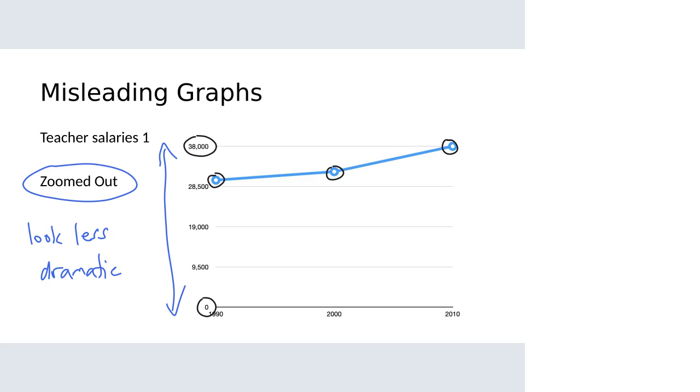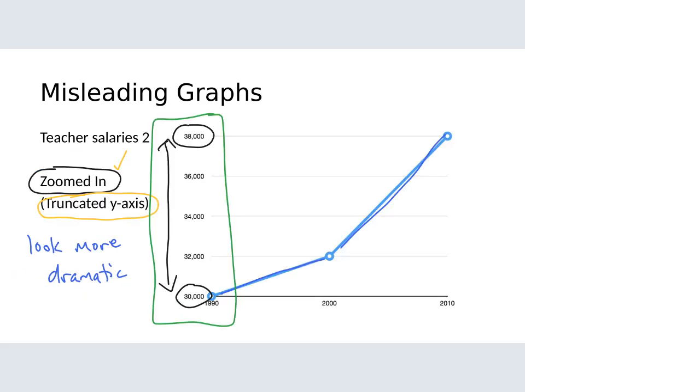Type of question you might see from me is make sure that you know that zooming out makes a change look less dramatic, and zooming in, which is another word for truncating, makes the change look more dramatic. That's the kind of thing I'm going to want to make sure that you know about this type of information.